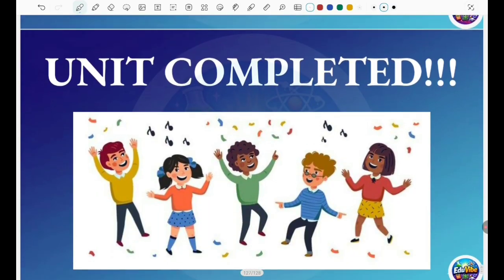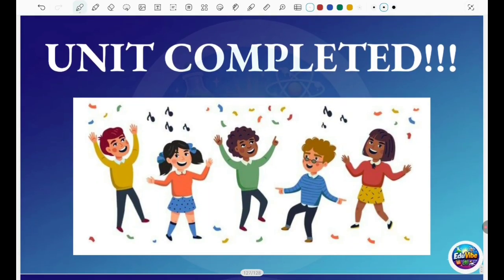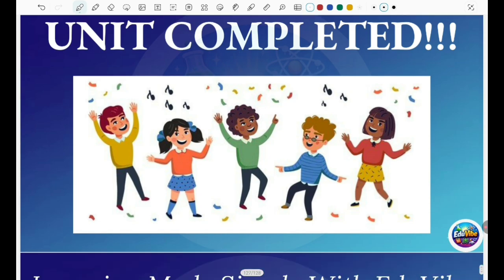So that's all for this unit, and we have completed this unit. So unit C is also completed. Now we are left with only unit D, which we will start as soon as possible, and then we complete grade 11 chemistry. So that's all for this lesson.